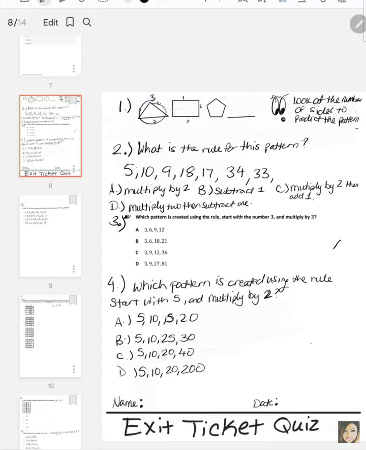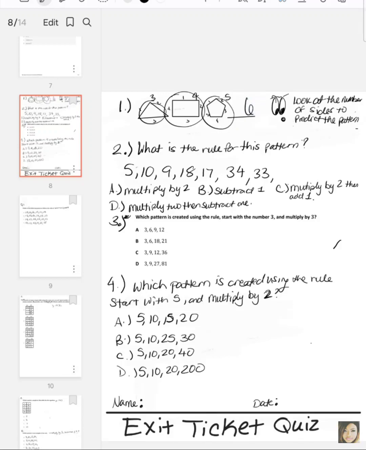So you just have to look for patterns. Sometimes they will show you a shape, and you would have to count the number of sides. In this case, it was increasing by one because it had a triangle, which has 3, then 4, 5, and then the next one is 6.